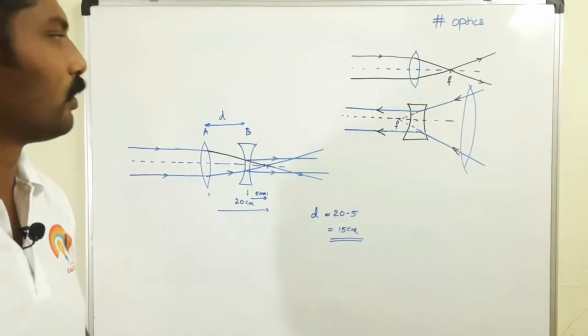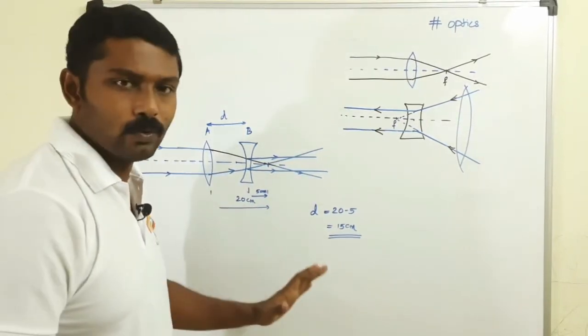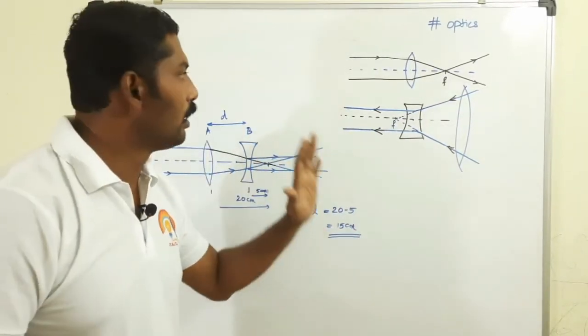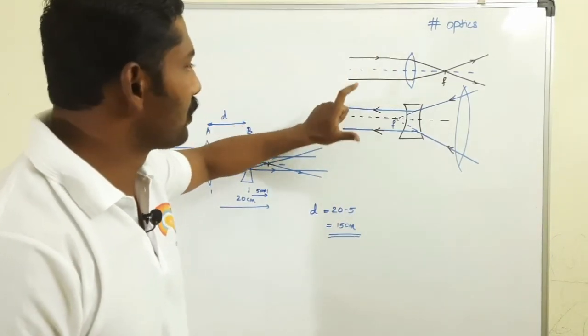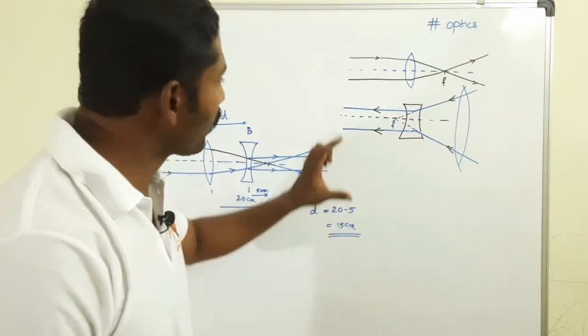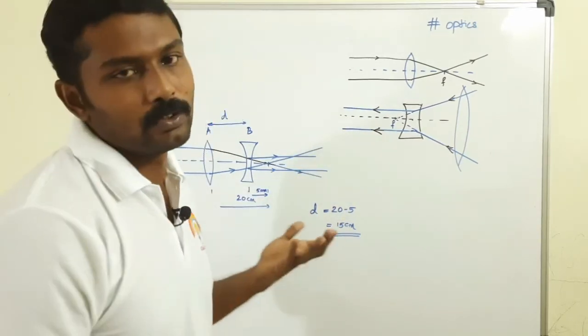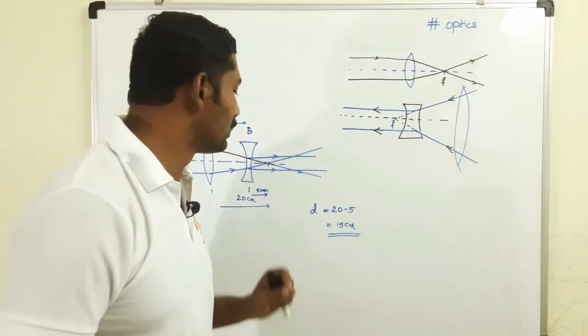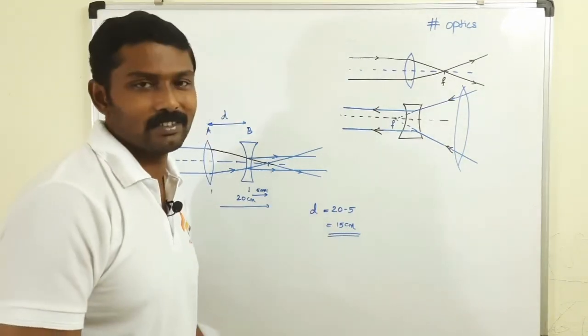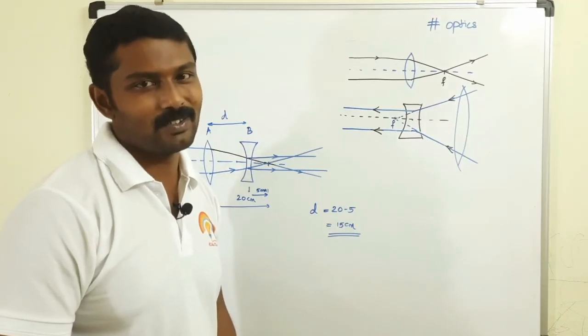This is just a logical question. If you know how the image formation of a convex lens is done and the image formation of a concave lens is done, you can do this. So 15 centimeter is the right answer for this question. I hope you understood. Okay, done.